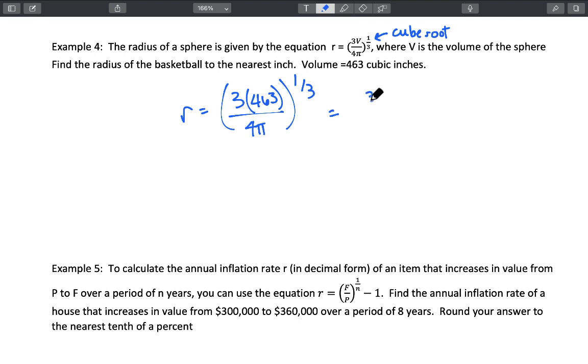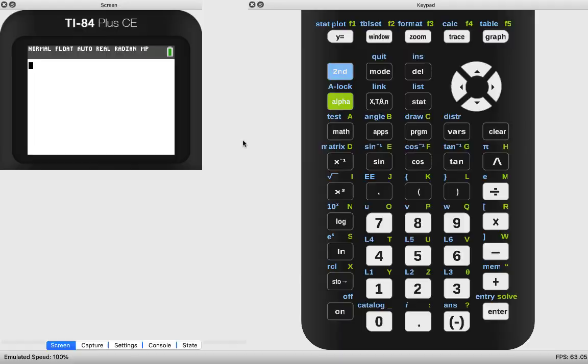Another way to write that is the cube root of this entire expression, 3 times 463, all divided by 4 pi. Now there's a little bit of a trick to doing this on your calculator, so let's grab our graphing calculator. There are 2 ways to enter this into our graphing calculator. The first way we're going to take is the cube root, so press on your math button here, and we're going to go down to number 4 that says to take the cube root.